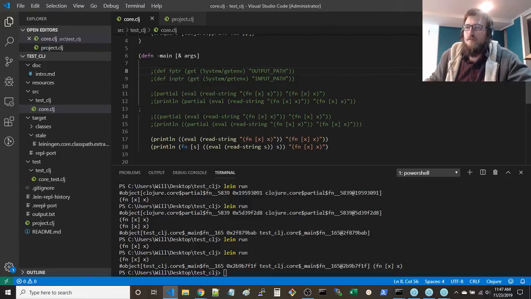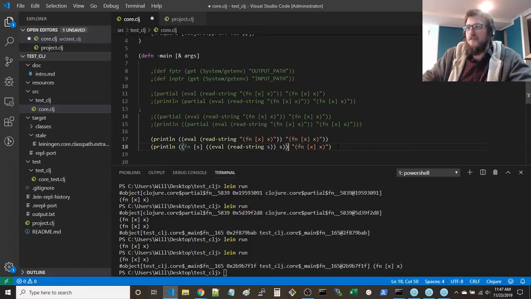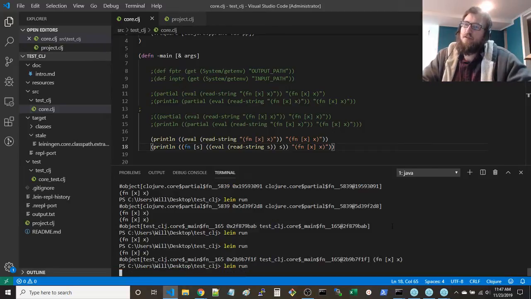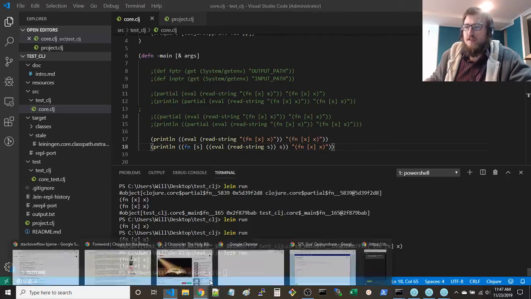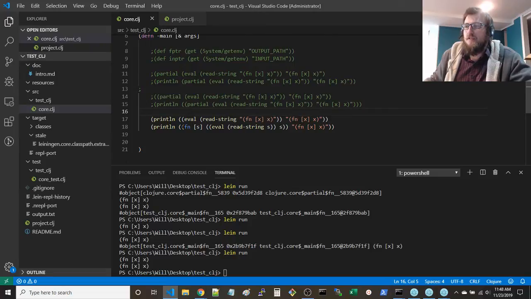Okay. No, we want to call this. Oh, wait a second. No, this is the function, right? Now we want to call this function. Am I missing something here? Cool. Okay, that's neat. So this function, if we call this with this string, it'll return that string.